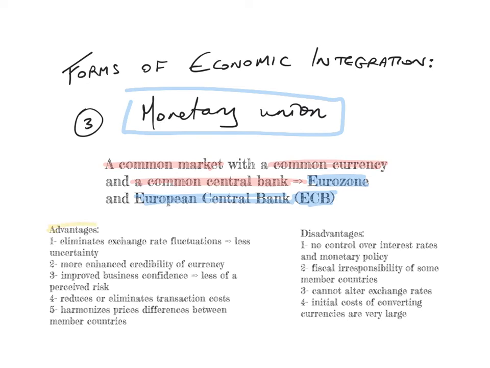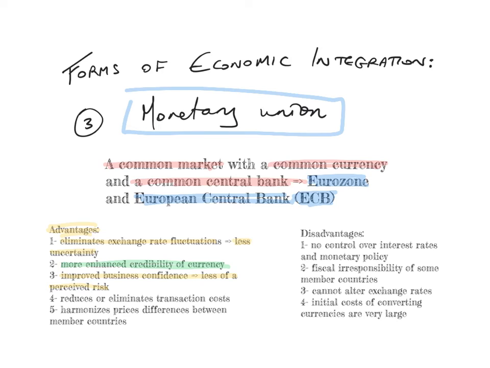There are advantages to forming a monetary union. The first is that having the same currency eliminates exchange rate fluctuations, which creates more certainty, so it leads to less uncertainty. At the same time, because this currency is used in a wider geographic region, it leads to enhanced credibility of the currency. The currency becomes stronger and more credible. This attracts foreign investors. It also leads to improved business confidence. Why? Because there's less of a perceived risk. People will assume that the currency is stable and credible, so there's less of a perceived risk.